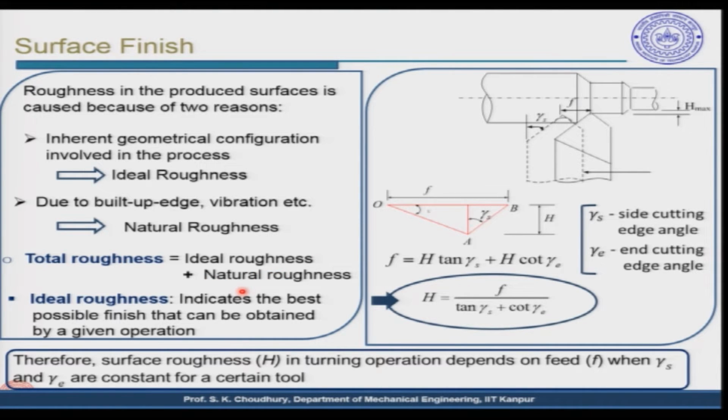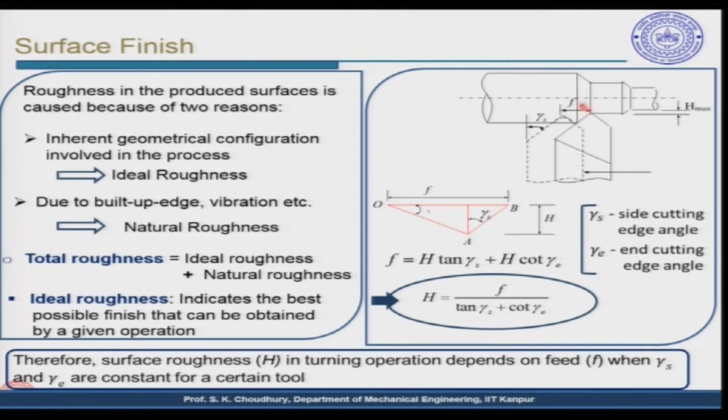Now, ideal roughness indicates the best possible finish that can be obtained by a given operation. What does it mean? It means you cannot get better than the ideal roughness, in the sense that we cannot have any control over that. So, this is the best possible finish that can be obtained. Now, let us take the example of the turning process, and say that the turning process is performed by a single point cutting tool, which is sharp, let us say.